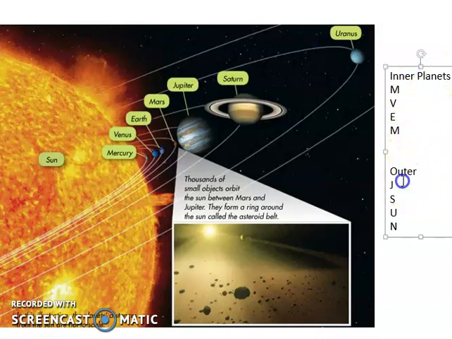Okay, so outer planet stands for JSUN. J is Jupiter, S is for Saturn, U is for Uranus, and N is for Neptune. Okay, so I will type it for you.